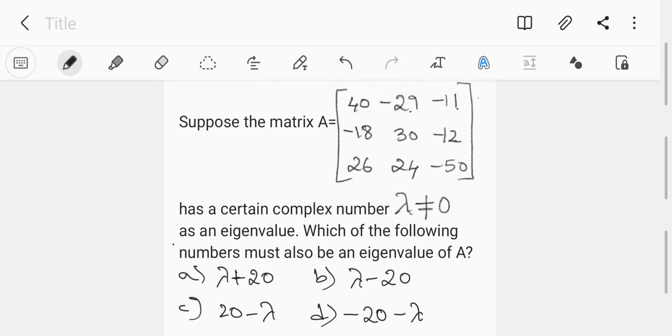Today we will be solving a problem on matrices, that is finding an eigenvalue of a matrix. This question is generally asked in KSET and CSIR NET exams. So we will try to find the solution for this problem. What is given? Suppose the matrix A is a 3 cross 3 matrix. It has a certain complex number lambda not equal to 0 as an eigenvalue. Then which of the numbers must also be an eigenvalue of A? That has to be found.